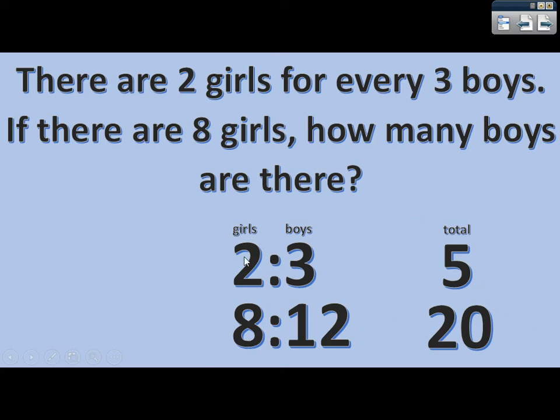But we see that the girls went from 2 to 8 when we times it by 4. To be fair, we times the boys by 4 as well. 3 times 4 is 12. The question was how many boys are there? Well, we know it right here. It's 12. That's the answer, 12. They could have asked you how many are in total, and that's when you use the 20. But it was how many boys are there, and it's 12.